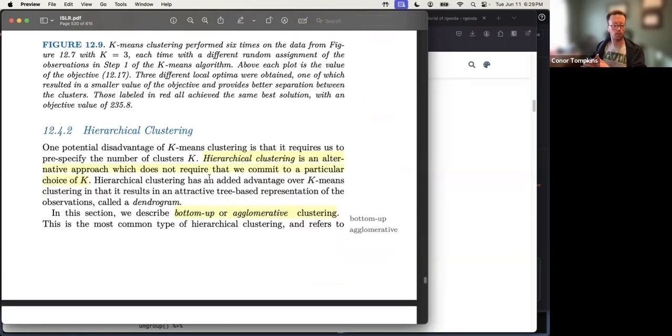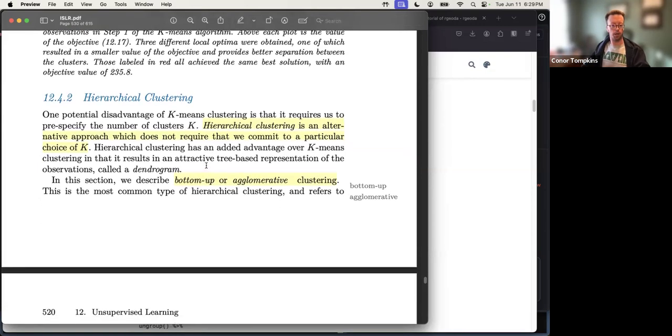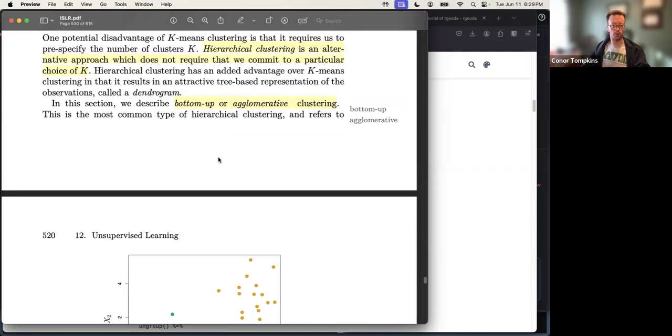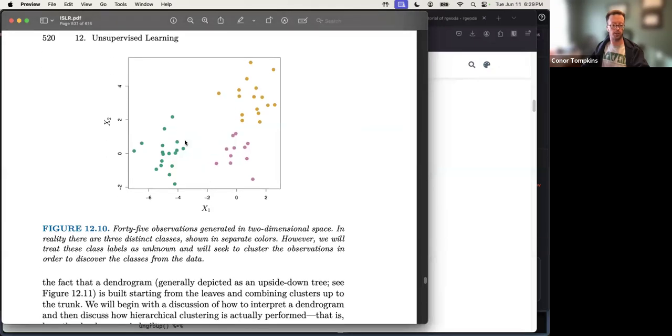All right, so hierarchical clustering. Much different approach. You don't have to commit to a number of clusters up front. The number of clusters, you could say it's continuous because you can cut the tree at various heights. So this is bottom-up clustering here, where you start at the bottom and you fuse the nodes at each level to create the clusters. Here's the two-dimensional space that we're going to cluster on.